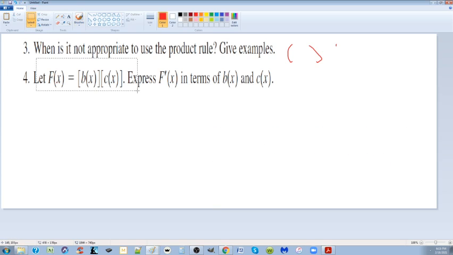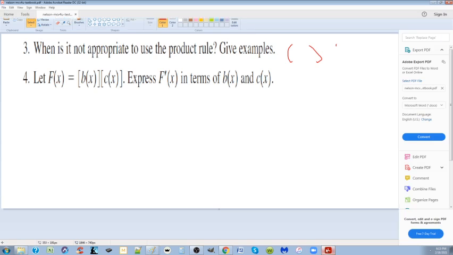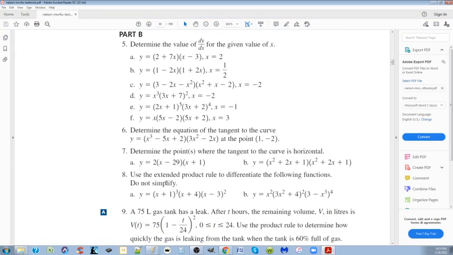Let this be that, express f of x in terms of b f x, okay. So the product rule, why? It's just the product rule. Just restating it with different things. Determine the value of this once they give you a 2. So they probably want you to, well, you don't have to simplify it if they just want the answer.